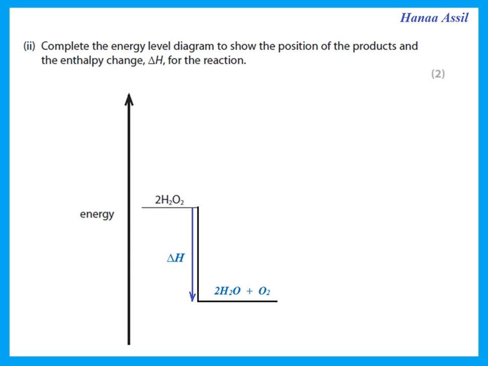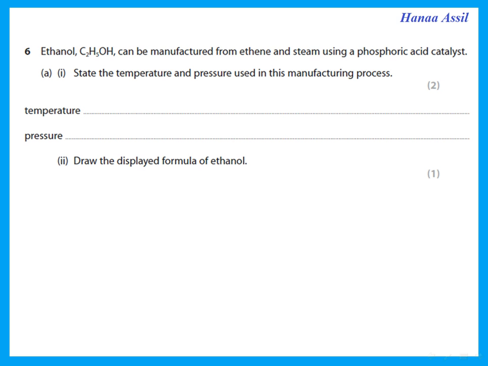Ethanol can be manufactured from ethene and steam using phosphoric acid. So this is the reaction of ethene plus water in presence of phosphoric acid to get ethanol. What was the temperature and pressure of this reaction? You should remember the temperature is 300 degrees Celsius and the pressure is 60 to 70 atm.